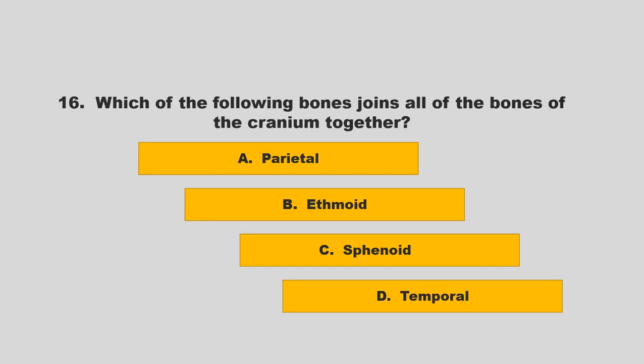Which of the following bones joins all of the bones of the cranium together? Parietal, ethmoid, sphenoid, temporal. If you chose C, sphenoid, you are correct.